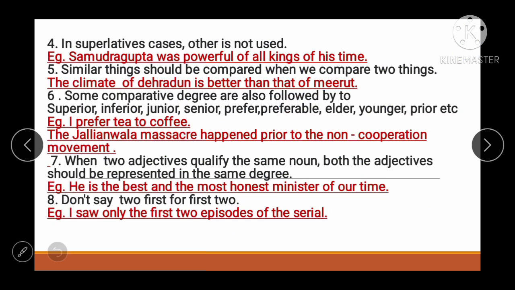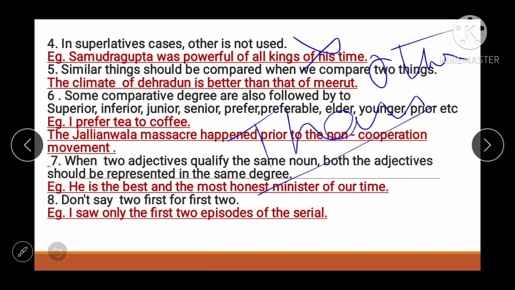Okay, so next one is: in superlative cases other is not used. Right, in superlative degrees, other is not used, neither other nor than. All right, now see some examples. Samudragupta was the most powerful of all the kings of his time, so here we didn't use other.